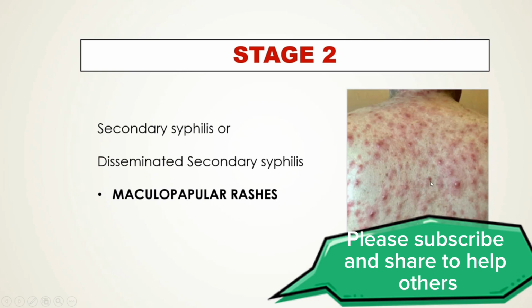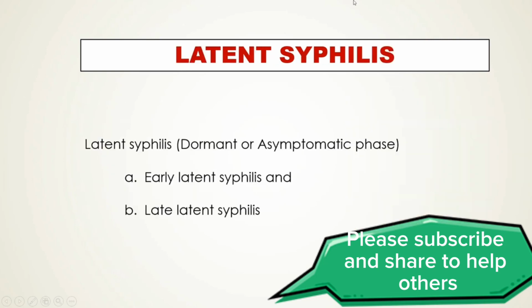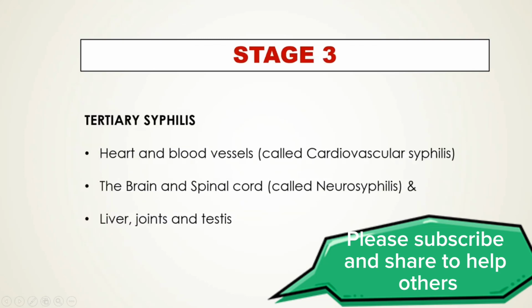There is one more stage of syphilis called latent syphilis. This is the stage where the disease enters into a dormant or asymptomatic phase. Again, latent syphilis can be further divided into early latent syphilis and late latent syphilis. So going to the third stage, that is called tertiary syphilis or systemic tertiary syphilis.